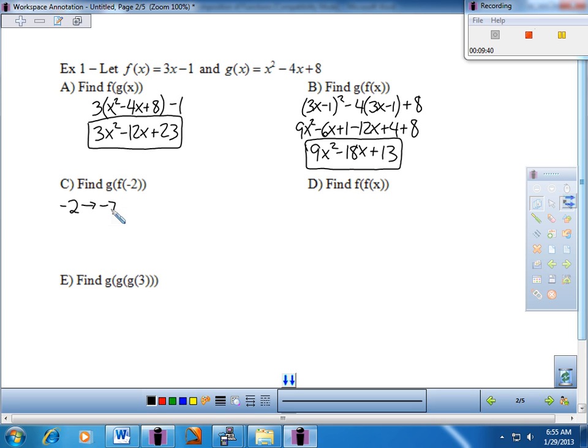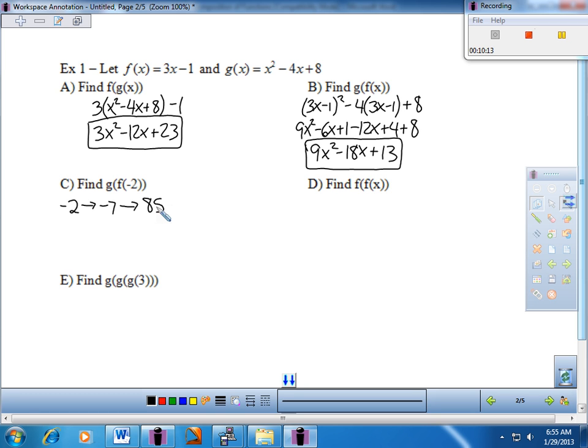Now we don't stop there, of course, because f of -2 then becomes the input to the g function. So it goes in one more, and I would put -7 in here. And let's see what we end up getting. I'm going to try to do this in my head here. I've got negative 7 squared, so 49 minus 4 times negative 7, so 49 plus 28. I'm getting 77 on that, and 77 plus 8. I'm getting 85. I hope that's legitimate. If you don't mind checking me on that, that would be ideal.